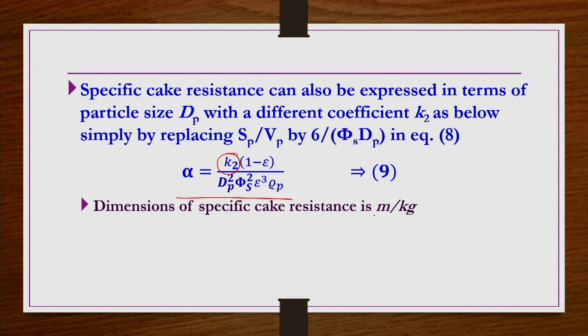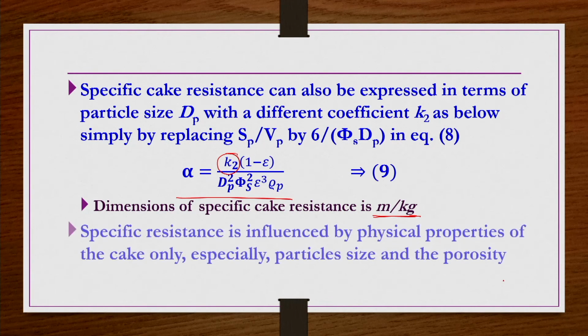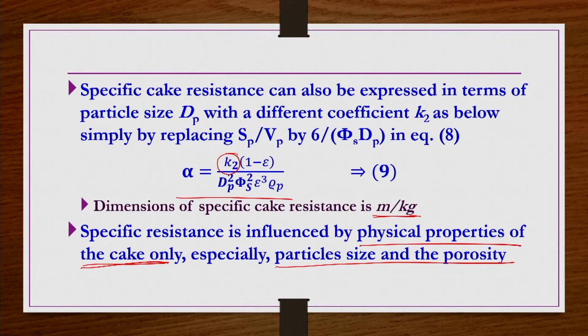Dimensions of specific cake resistance is meter per kg. Specific cake resistance is influenced by the physical properties of the cake only, especially particle size and the porosity. From the alpha definition, this alpha is going to be affected by the particle size, the porosity epsilon along with the density and sphericity, etc. But particle size and voidage are going to have a strong influence on the cake resistance.